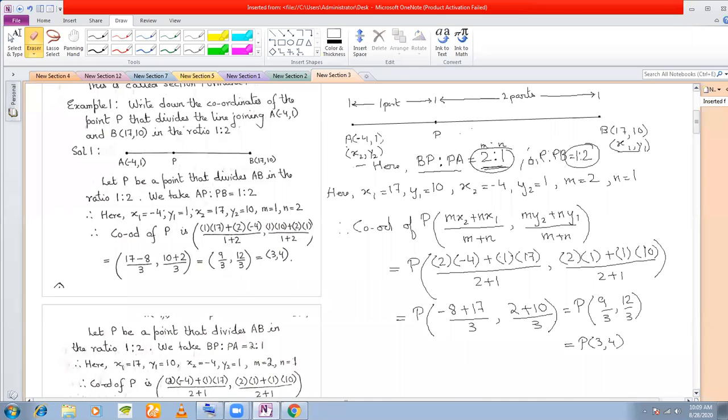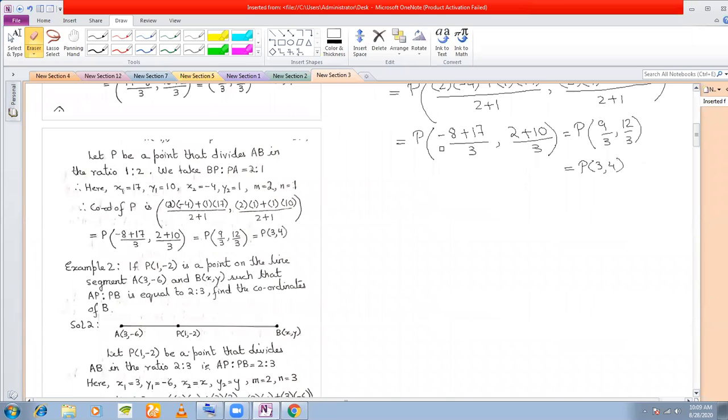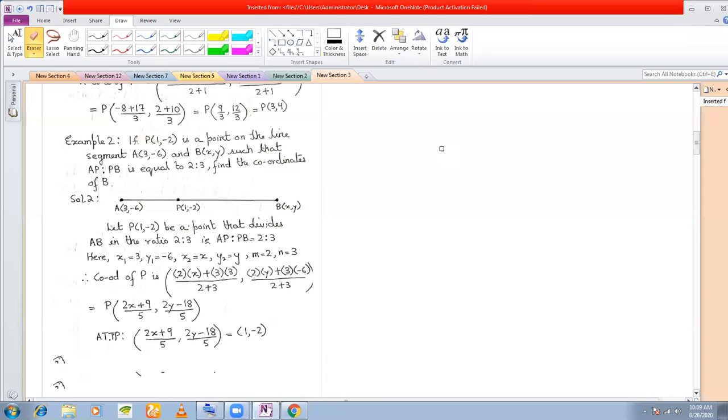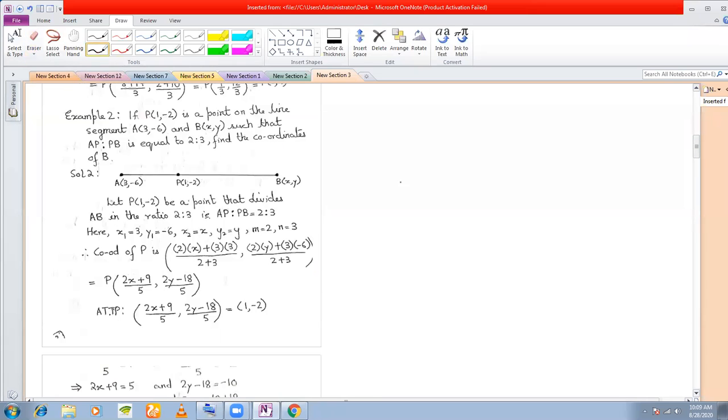Let us take one more example. If P (1, minus 2) is a point on the line segment joining A (3, minus 6) and B (x, y). So let us take a point A (3, minus 6) and let us take a point B (x, y).